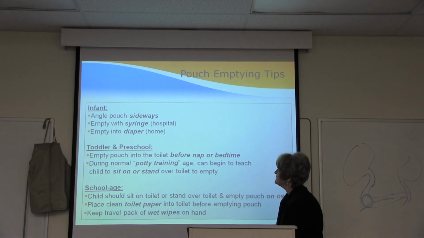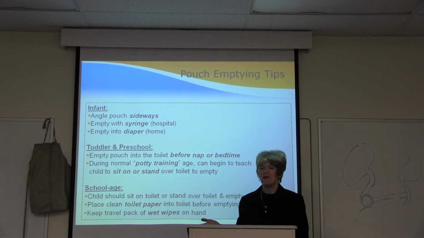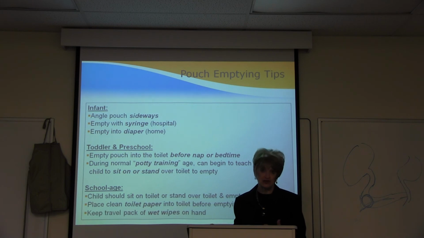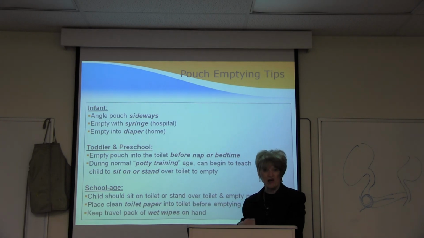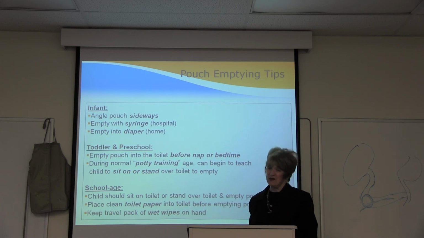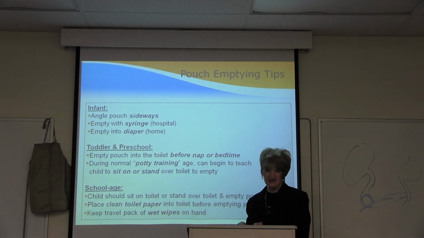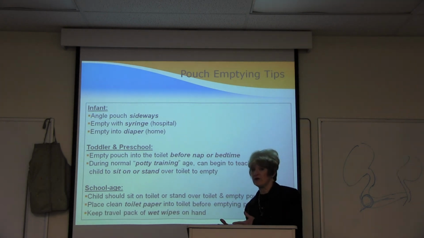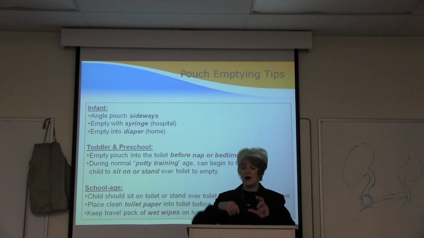Now, just a couple of things in terms of emptying the pouch. You know, it's very different when you have a baby. Emptying the pouch is different than if you have a school-age child. So with infants, a lot of times in the hospital, we will angle the pouch to the side to make it easier to empty the pouch. Once they go home, I usually angle it down because a lot of times I'll just let the mom or dad empty it into the diaper, and it's easier to conceal in the diaper once we angle it down. So when they're going home, typically down, but while they're in the hospital, frequently to the side.